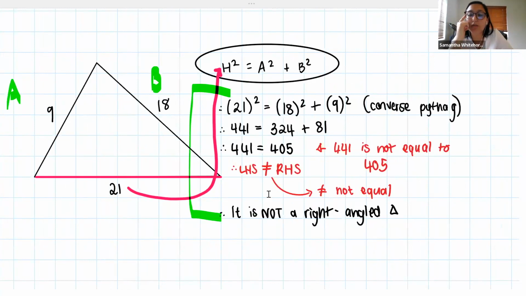Is it possible that the triangle has decimals? I mean, it is possible, absolutely. I don't want to say we don't work with decimals, because we do. When we're proving, we probably won't use as many decimals, but it definitely is possible, yes.